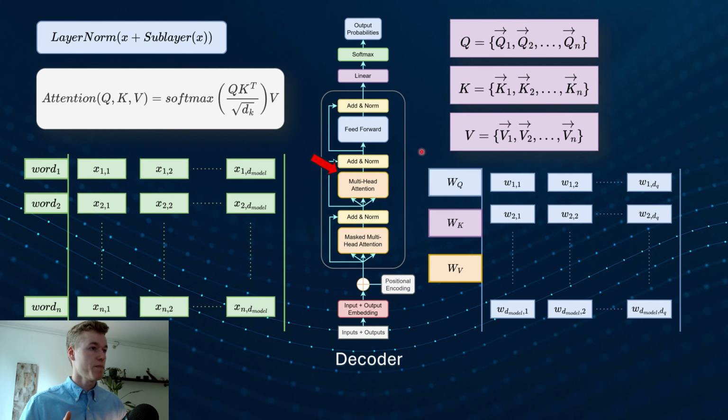So notice the three matrices in the attention formula: queries, keys, and values. And these we have to calculate. The queries, keys, and values, they each have a weight matrix.